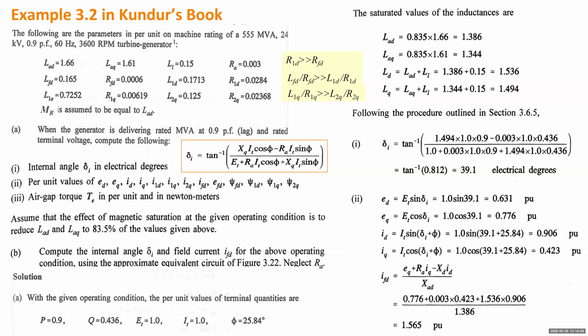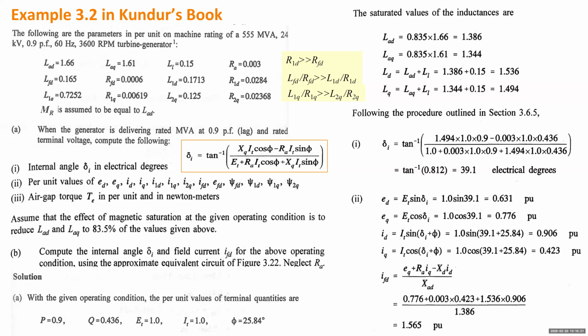First, we use the original LAD, LAQ, and multiply by those ratios, which, due to saturation, will be reduced to a lower value. Those values need to be utilized to calculate LD, LQ. LD, LQ is basically just LAD, LAQ plus LL. This will be the result from that equation. It tells you the angle is 39.1 degrees.